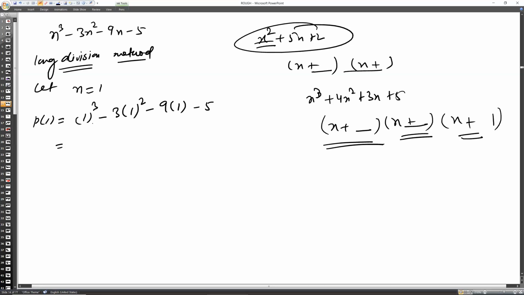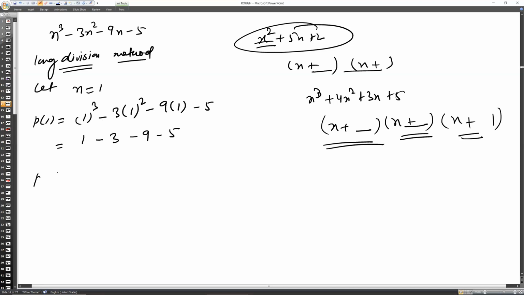Then check whether you are getting 0 or not. If you put x equals 1, you get 1, then minus 3, because 1 square is 1, then minus 9, then minus 5. Then you are not going to get 0. The minus terms will be more than this one. So then check the same, but with the negative sign.